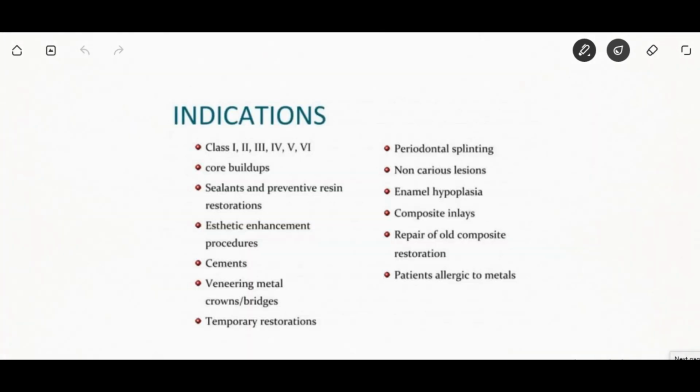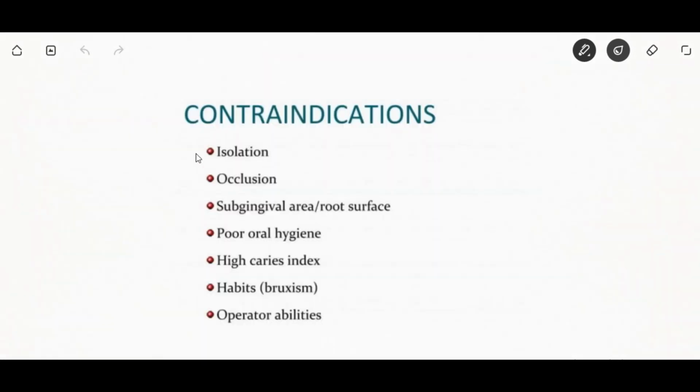The composite indications: these are the indications where they have been used in class 1, class 2, class 3, class 4, class 5 or class 6 cavities. They have been used in core buildups, as sealants and preventive resin restorations, especially used for aesthetic enhancement procedures, used as cements, veneering metal crowns or bridges, or as temporary restorations.